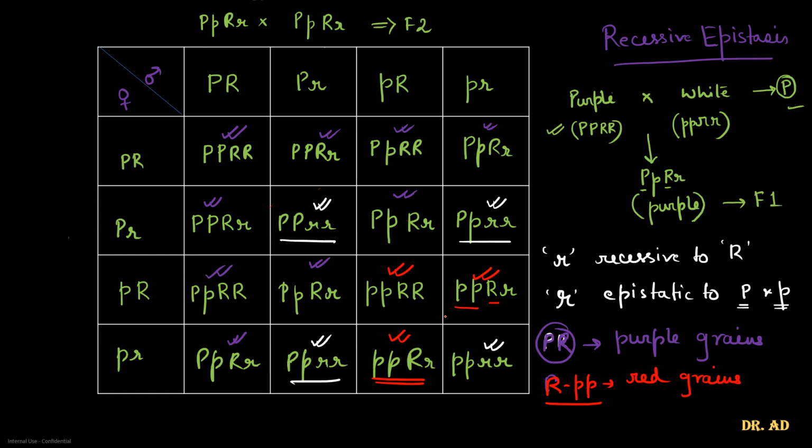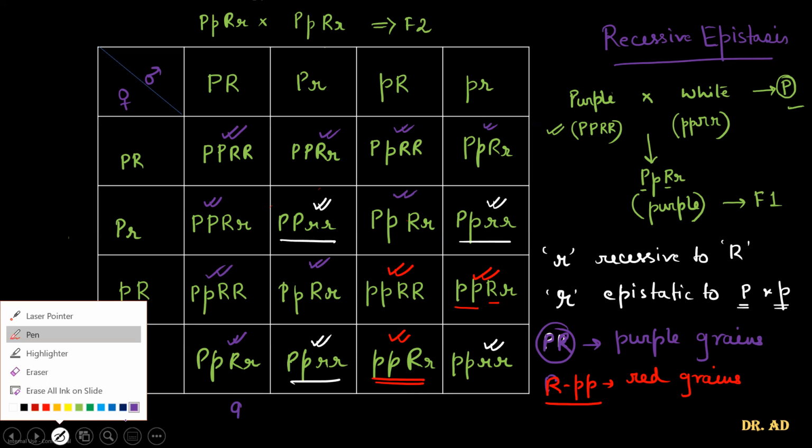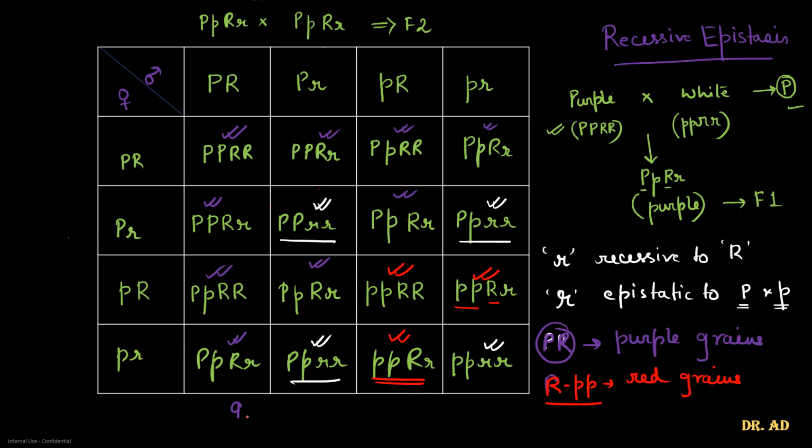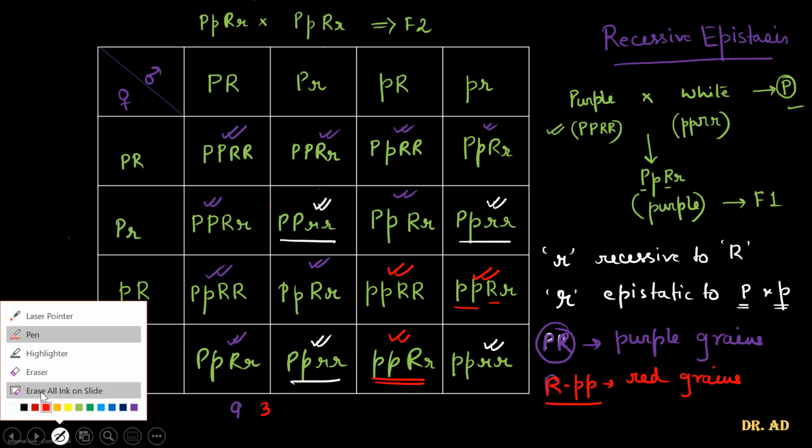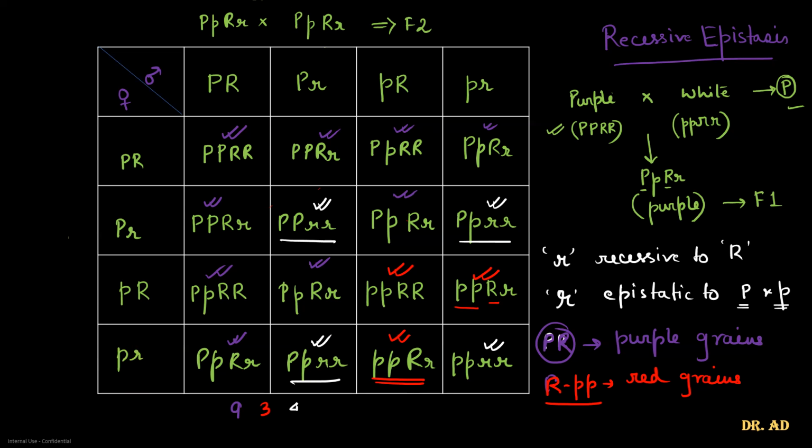Okay. So how many total purple flowers do we have? Let's use colors like this. 9 purple flowers we can see. How many red flowers? We can see 3 red flowers. And how many white can we see here? 4. Okay. So not flowers, sorry, grains.